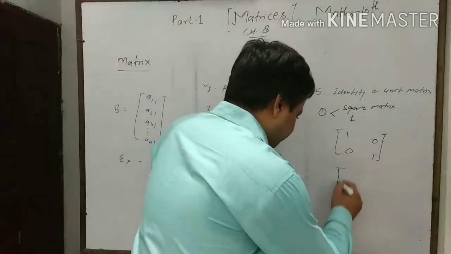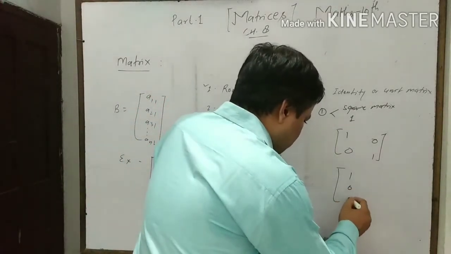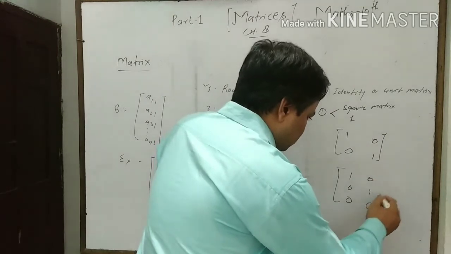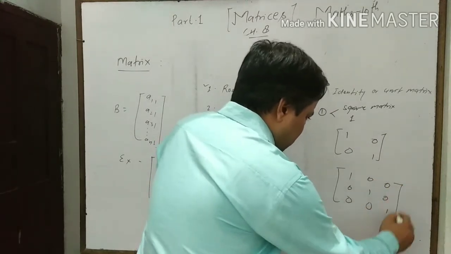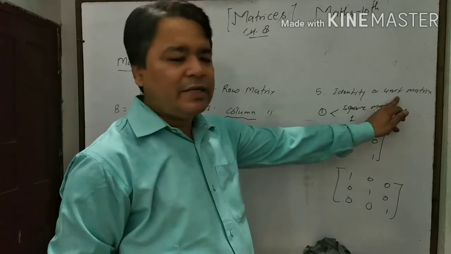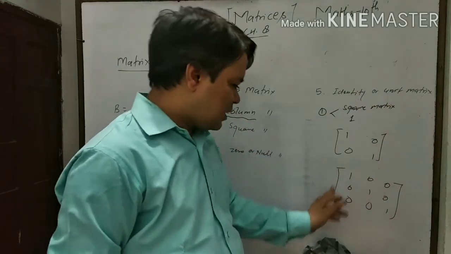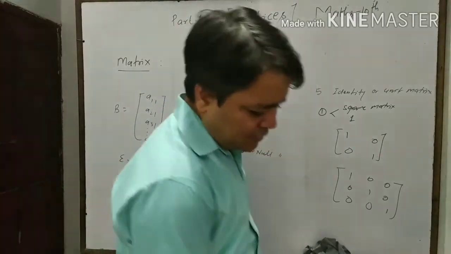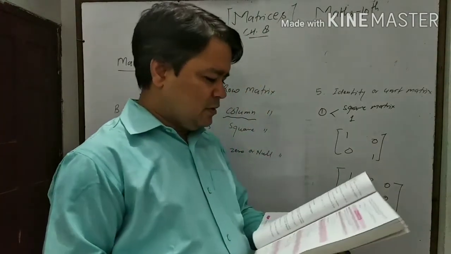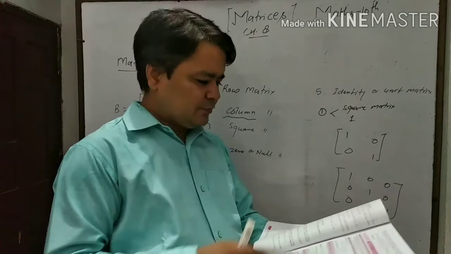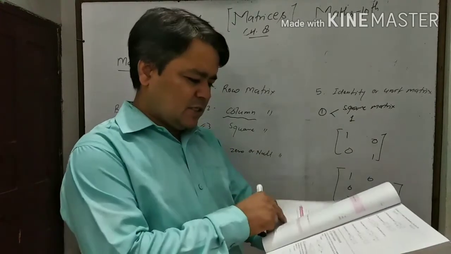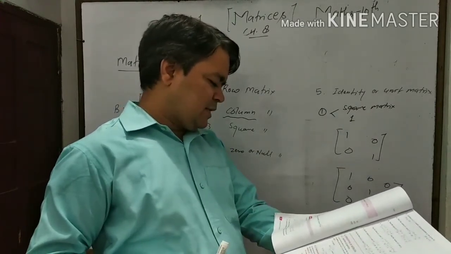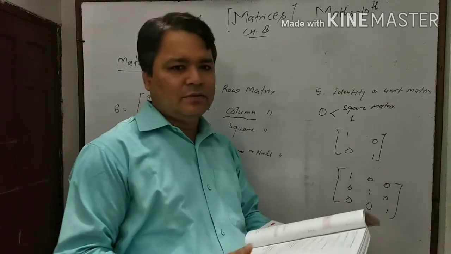Similarly, here you write 1, 0, 0, 0, 1, 0, 0, 0, 1. This is called a unit matrix or identity matrix of order 3 by 3. After that, some examples are given. Go through these examples, and after solving all the examples, try to complete exercise 8.1.